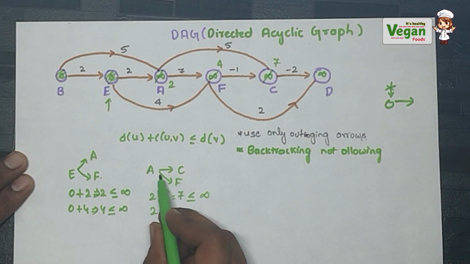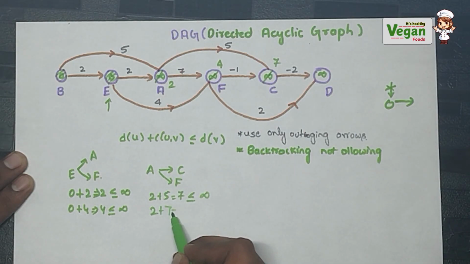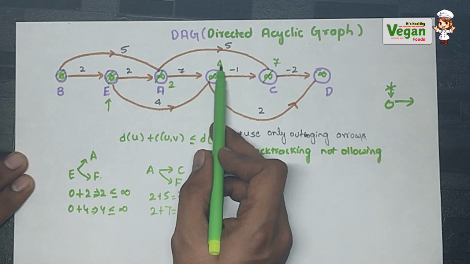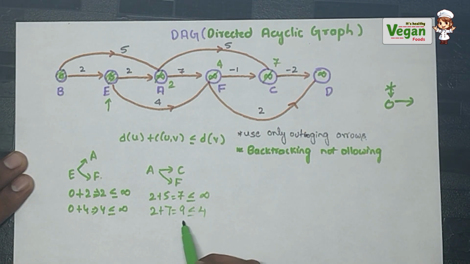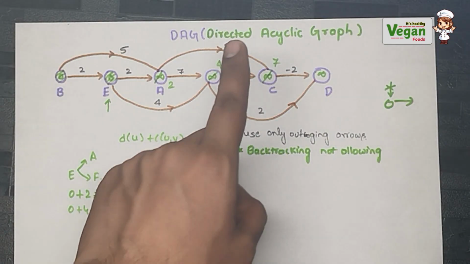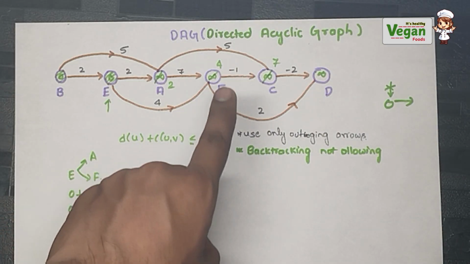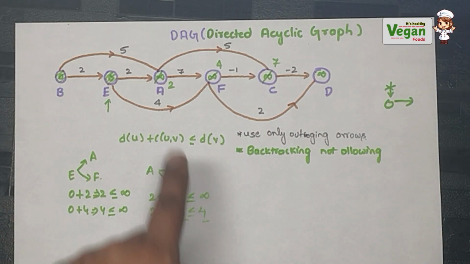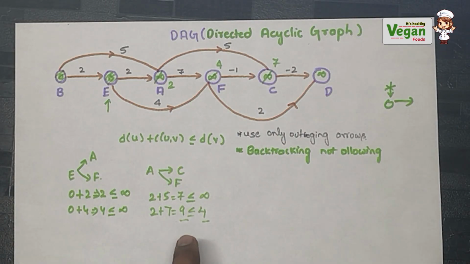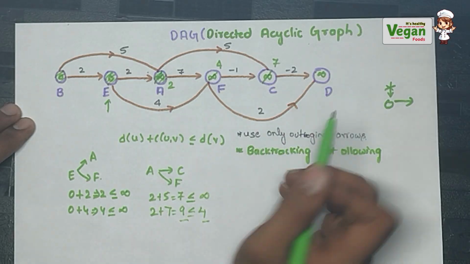Now 2 plus A to F, which is 7. 2 plus 7 is 9. The value is already 4. So among 9 and 4, which is lesser? 4 is less, so I will keep it as it is. Because while solving the E node, we got the F value as 4, and while solving the A node, we got 9. Among 9 and 4, 4 was the lesser one, so I kept that one. Now A node is over. A node value is equal to 2.